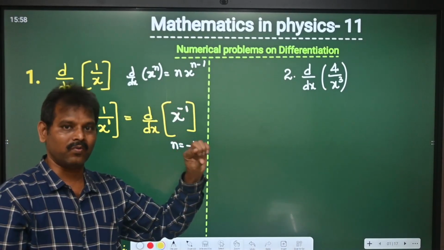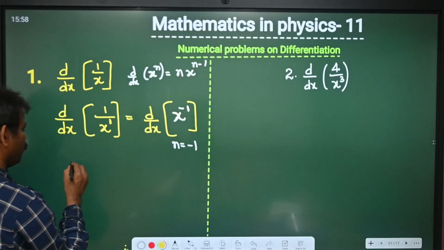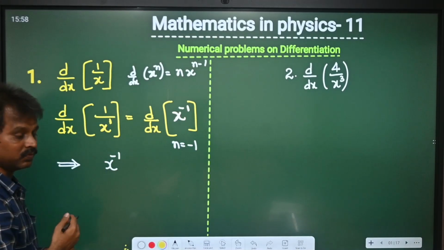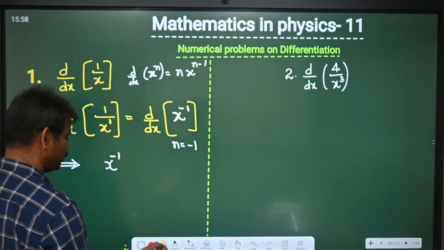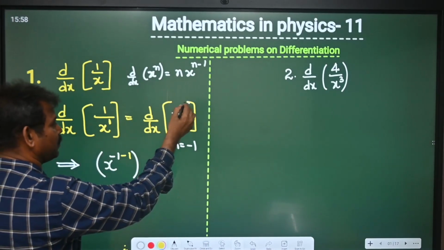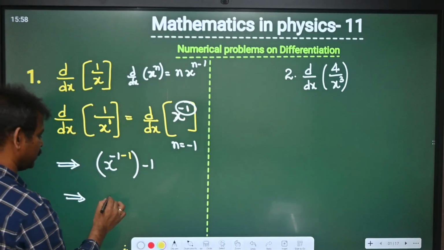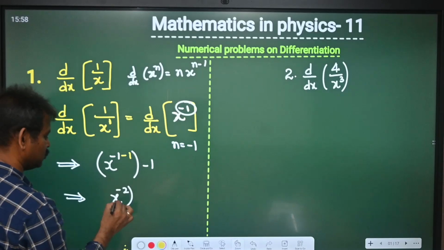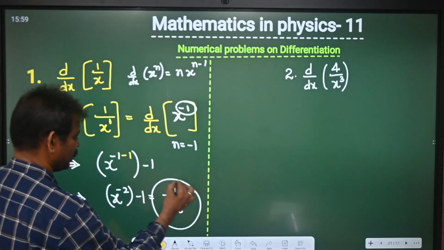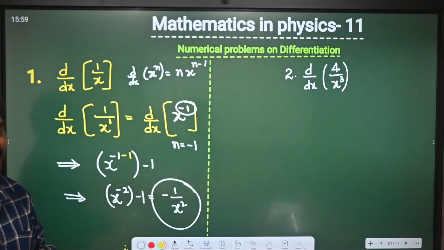According to the power rule, the power decreases by 1 and the result will be multiplied by the same power. So here the power of this one is x power minus 1. It is decreased by another 1, so minus 2, and this result will be multiplied by the same power, minus 1. So d by dx of 1 by x can be written as x power minus 2 into minus 1, that is minus 1 by x square. This is the derivative of 1 by x: d by dx of 1 by x is minus 1 by x square.